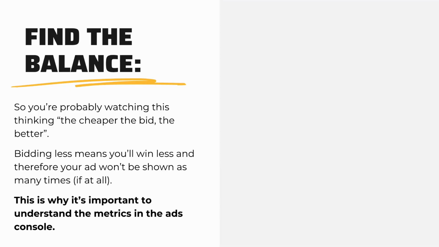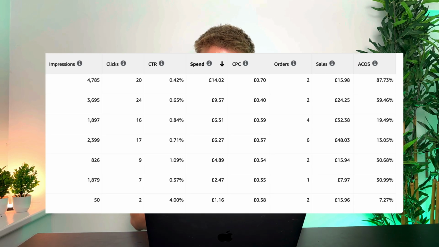And this is why it is so important to understand the metrics in the advertising console. You've probably seen these advertising console screenshots, or you've been in your own advertising console itself. There's so much data in there. It's extremely confusing. It's extremely overwhelming. But if you know how to analyze that data, you can see exactly if your bid is cheap enough, if it's too expensive, if it's too cheap, and find the optimum bid for you based on all of these metrics and all of this data. And later on in this video, I'm going to show you exactly how to do that.